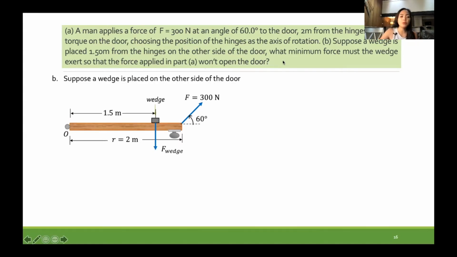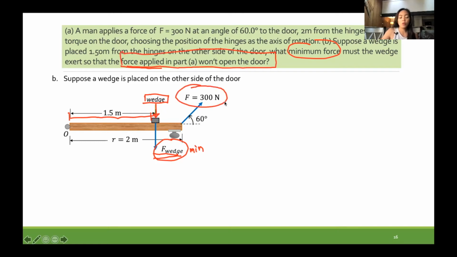So for letter B, suppose the wedge is placed on this other side of the door. So this is the wedge. We put a wedge here with a certain force. It is 1.5 meters away from the hinges. Okay, what would be the minimum force of this one, so that the applied force to open the door won't be effective? So how to solve that?